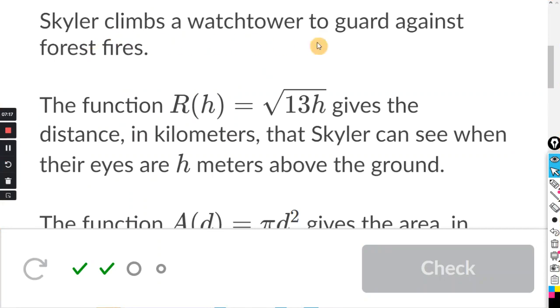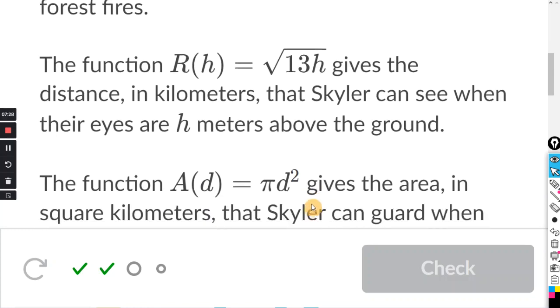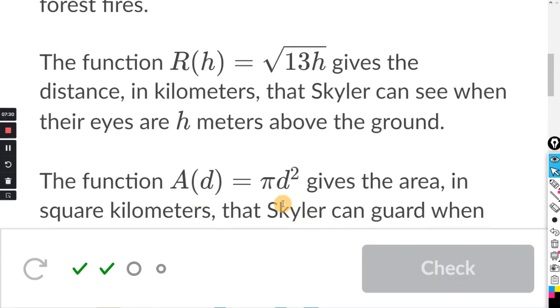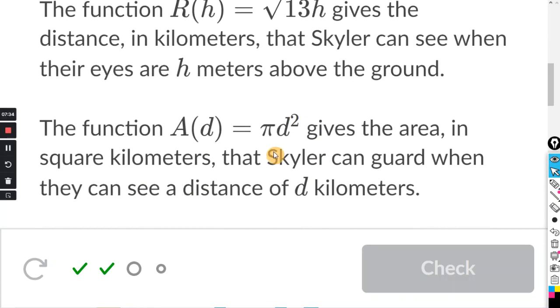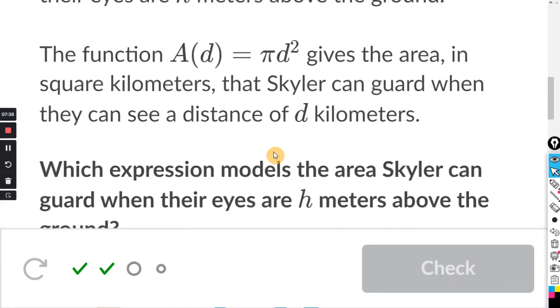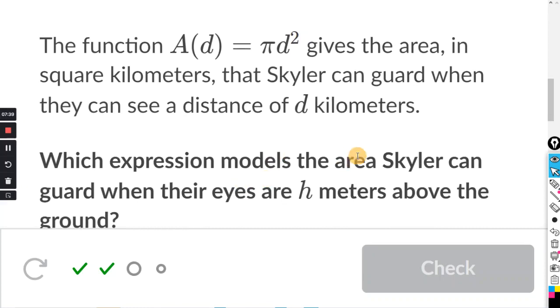Skylar climbs a watchtower to guard against forest fires. The function R of H equals radical 13H gives the distance in kilometers that Skylar can see when their eyes are H meters above the ground. The function A of D equals pi D squared gives the area in square kilometers that Skylar can guard when they can see a distance of D. Which expression models the area Skylar can guard when their eyes are H meters above the ground?